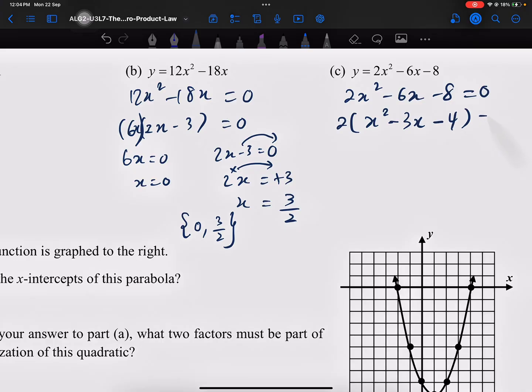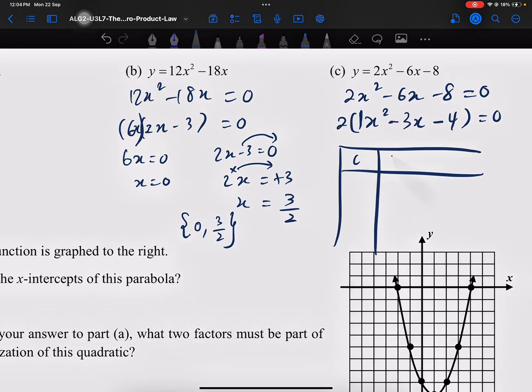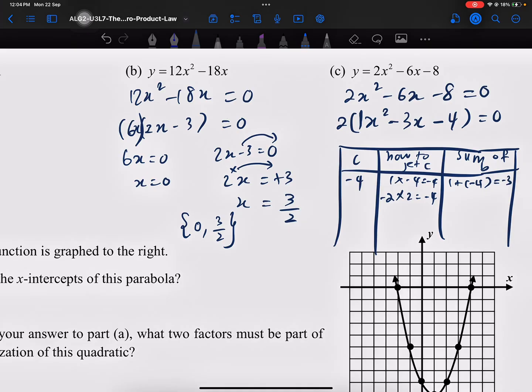Okay, you can see that this is A1. A1, you can make a box. C, how to get C, sum of B. Okay, so C is negative 4. So we have 1 times negative 4, 2 times 2, negative 4. So I try 1 plus negative 4. Do I get negative 3? Yes, I get negative 3. So this is my factor. Straight away, I get a factor.